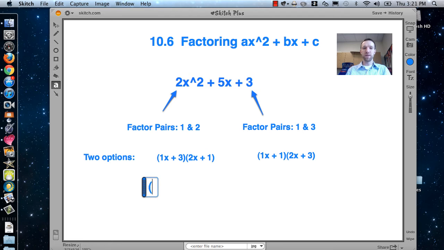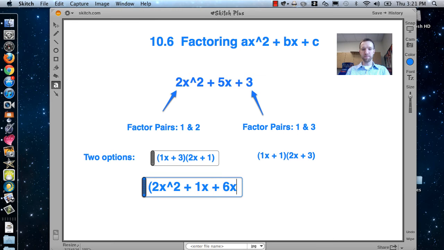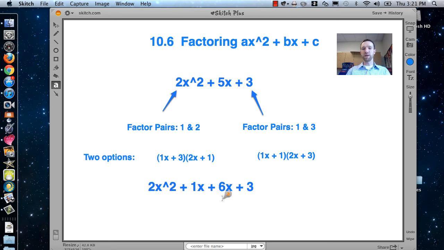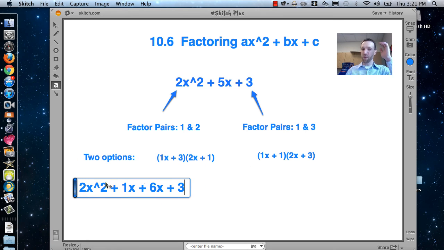So I multiply this out to see what I get. Well, 1x squared times 2x squared is still going to be 2x squared. So that's the right answer. Plus 1x times 1 is 1x. Plus 3 times 2x is 6x. Plus 3 times 1 is 3. Is this the right answer? Well, no, because when I combine 1x plus 6x, I'm going to get 7x. And 7x is not what I have up here, so this is not the right answer. So I'm just going to move this out of the way over here. And unfortunately, I don't think that's the right answer.